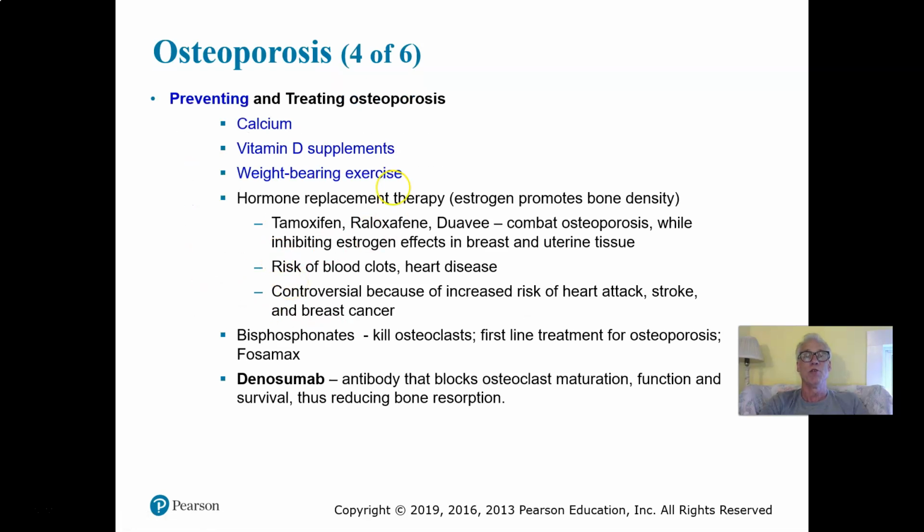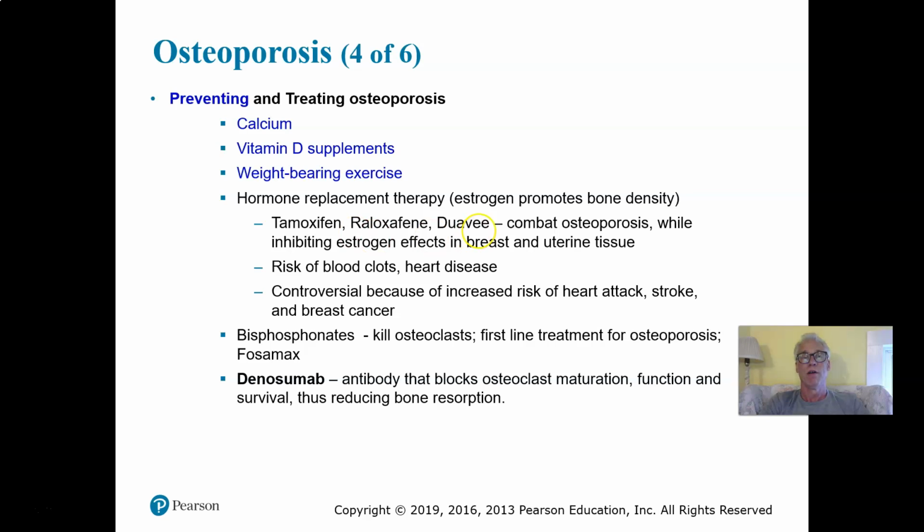What can we do about it? Exercise. Making sure you have sufficient vitamin D circulating, and if necessary, take vitamin D supplements. It's a cheap, effective way to make sure you have enough vitamin D to absorb the calcium in your diet and make available the calcium for maintaining bone density. If you're prone to osteoporosis, or if after menopause you begin to develop osteoporosis, one thing you can do is take hormone replacement therapy.